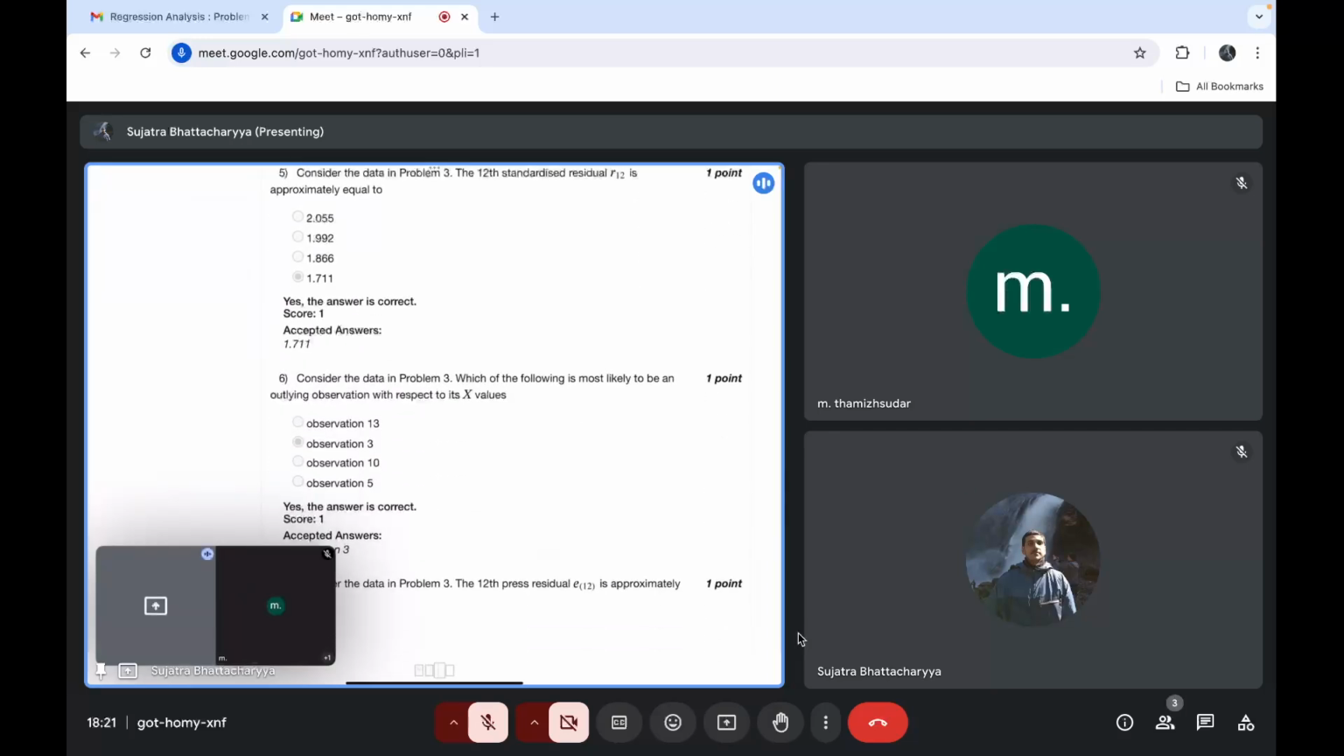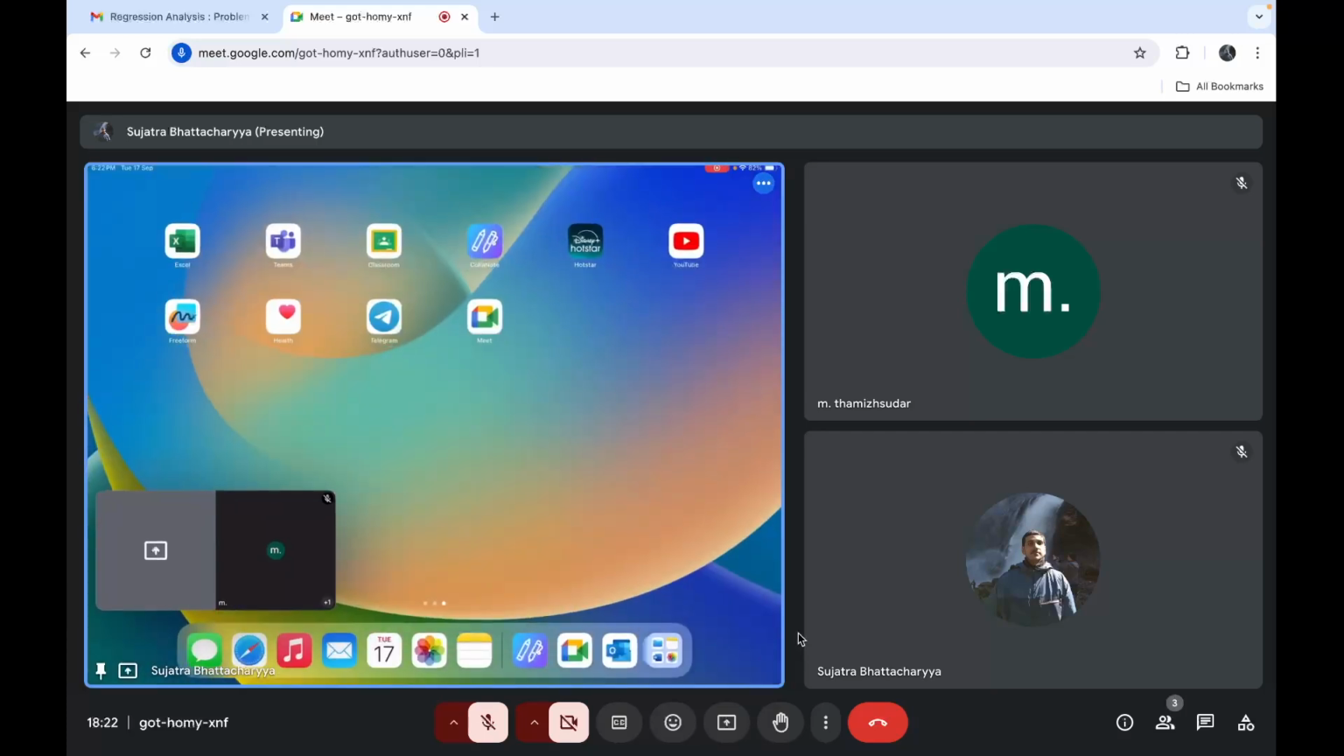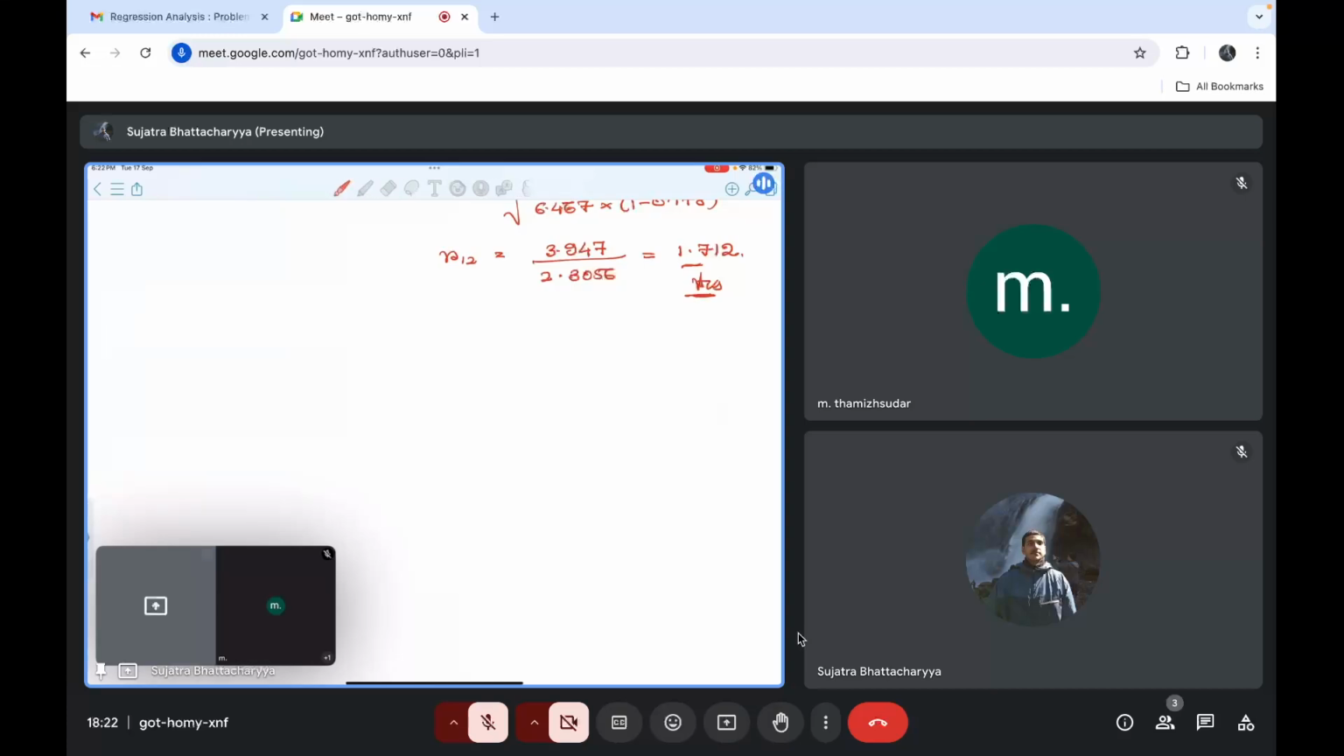Next is: consider the data in problem 3. Which of the following is most likely to be an outlying observation with respect to its x values? Outlying observations with respect to its x values represent the leverage point, right? Because a leverage point is where your x coordinate is unusual. So we need to find the leverage point. And we have seen most of the time that the leverage point depends on H_II. So this is question number 6.